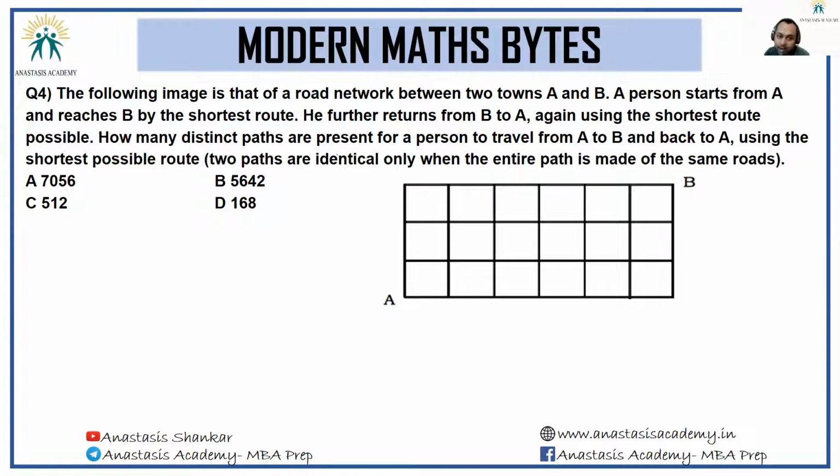How many distinct paths are present for a person to travel from A to B and back to A using the shortest possible route? Two paths are identical only when the entire path is made up of the same routes.